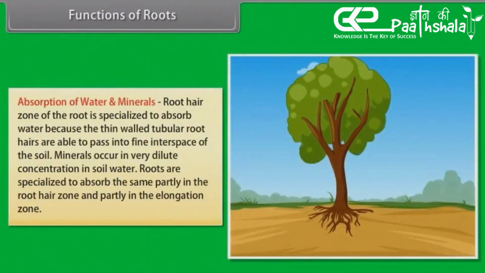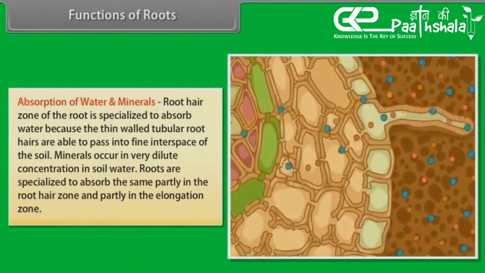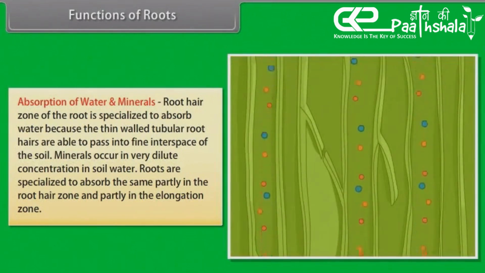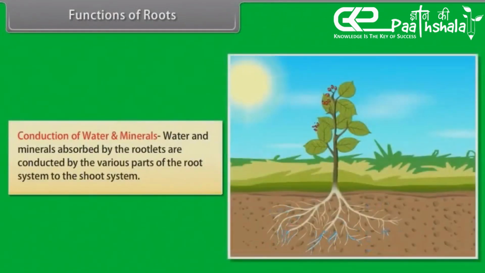Absorption of water and minerals. The root hair zone of the root is specialized to absorb water because the thin-walled tubular root hairs are able to pass into fine interspaces of the soil. Minerals occur in very dilute concentration in soil water. Roots are specialized to absorb the same partly in the root hair zone and partly in the elongation zone. Conduction of water and minerals: water and minerals absorbed by the rootlets are conducted by the various parts of the root system to the shoot system.